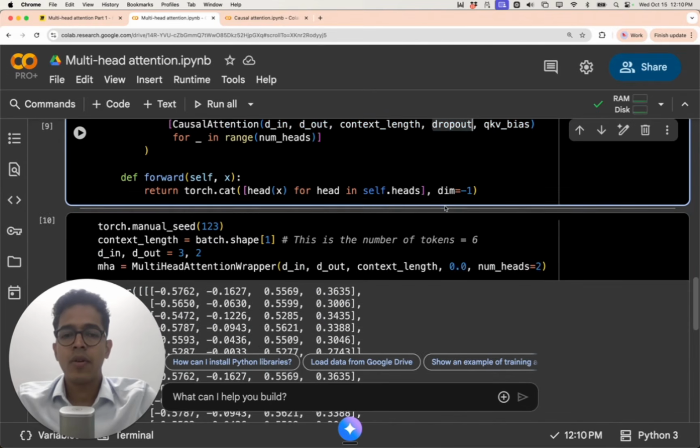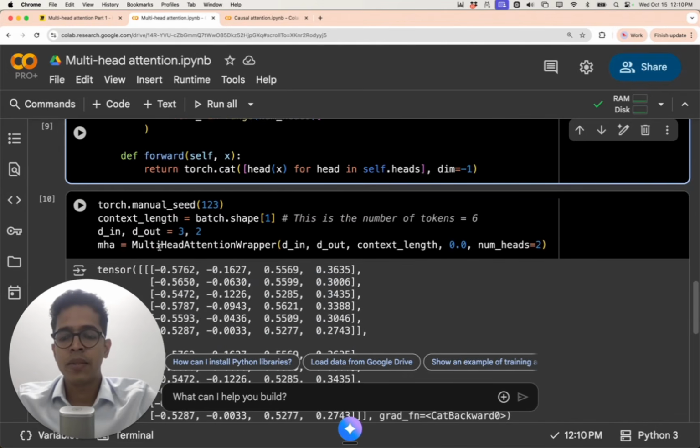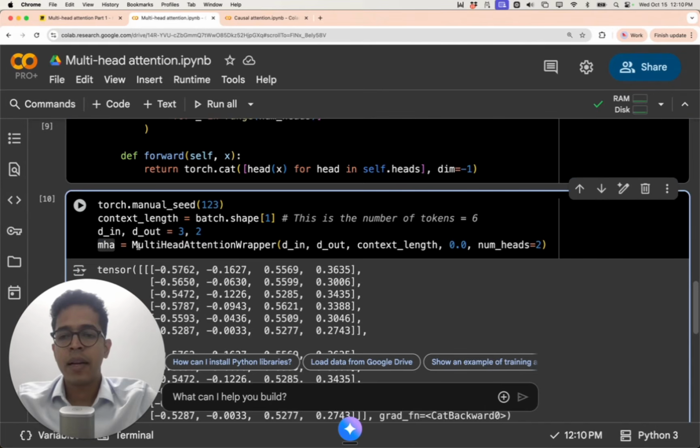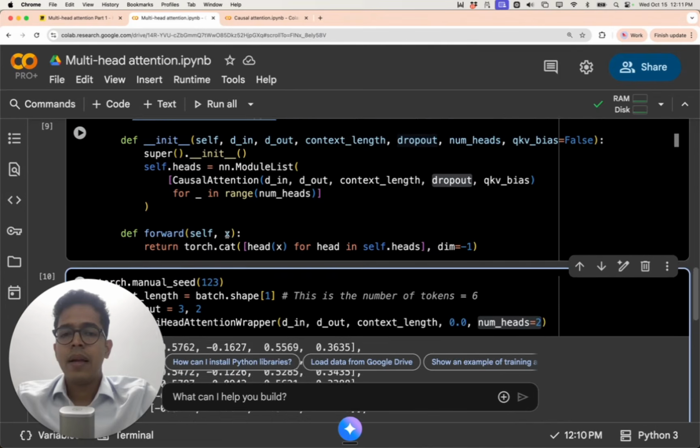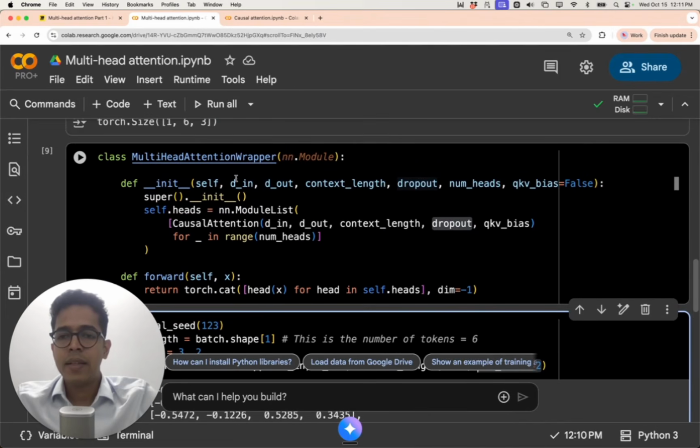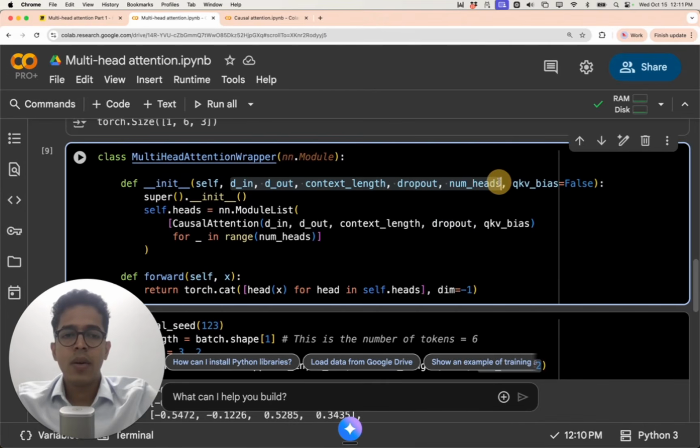Dropout, we will say false. So I will show you where this is being passed. First we say MHA, multi-head attention, equal to an instance of this MultiHeadAttentionWrapper class, into which we are passing d in, d out, context length, and 0 for dropout. So nothing is being dropped out. Number of attention heads equal to 6. And then that is being passed in over here. Query key value bias is false. And then these passed values are also passed into the causal attention class.